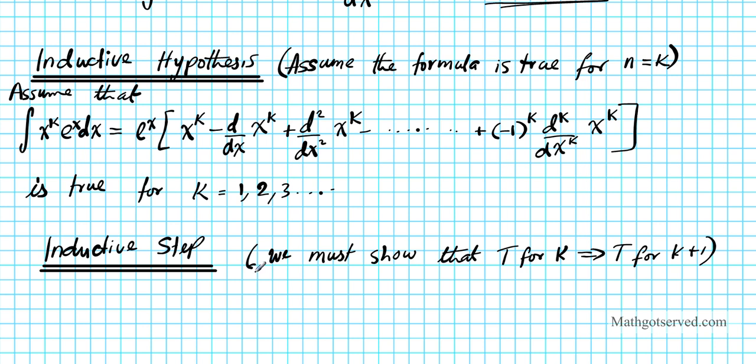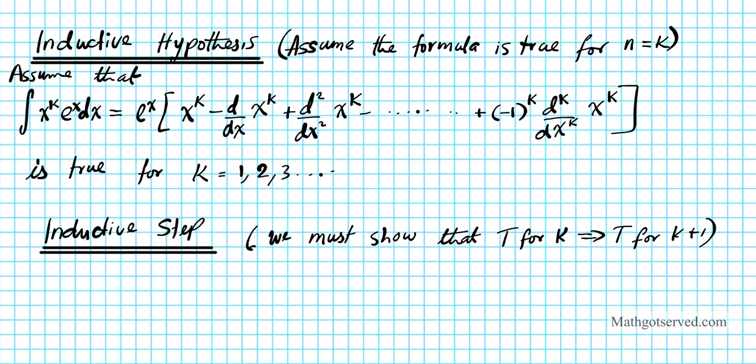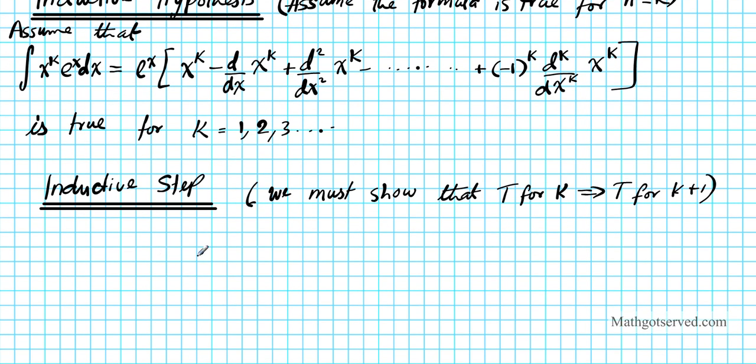Okay? All right, so what we're going to do is try and show that if I replace this k with k plus 1, I'll end up with k plus 1 being replaced here by making use of this assumption right here. Okay? So I'm going to write the integral of x to the k plus 1 e to the x dx. Okay, I want to show that this statement is also true based on the assumption that this is true.